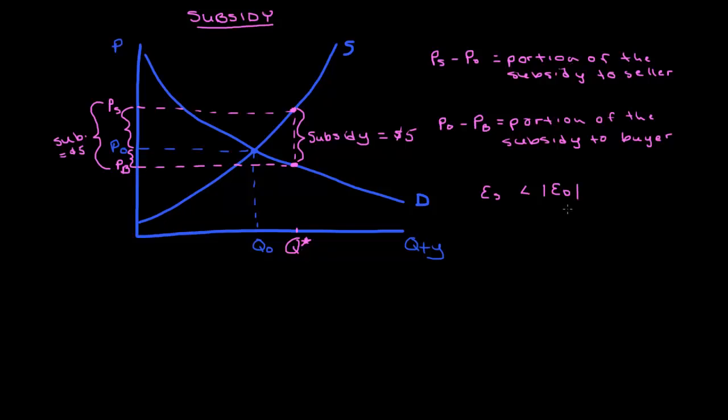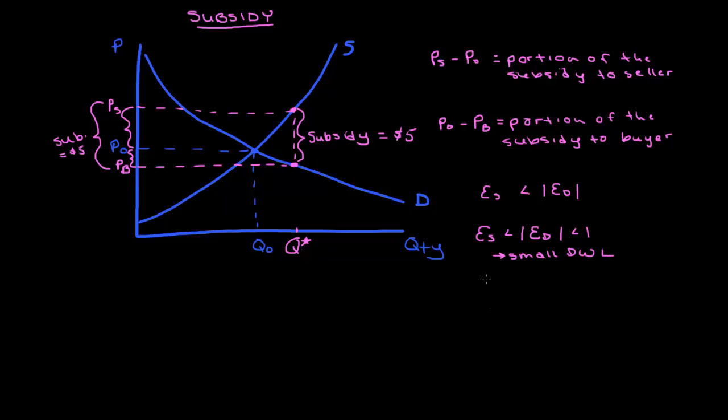Similar to what we talked about with taxes, if we have a situation where the price elasticity of supply is less than the price elasticity of demand, but both of these are less than 1, in other words, both are price inelastic, the seller's still going to receive most of the benefit, but because both the supply curve and the demand curve are price inelastic, you're going to have a relatively small deadweight loss.